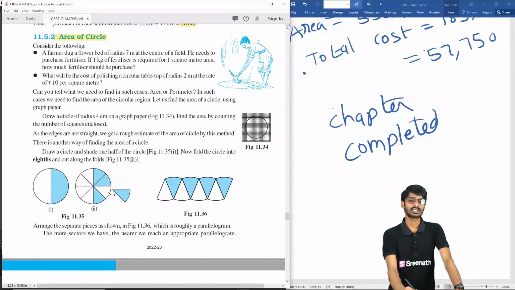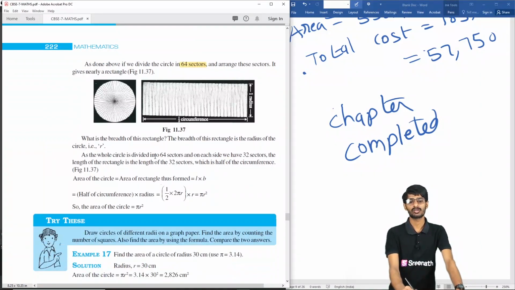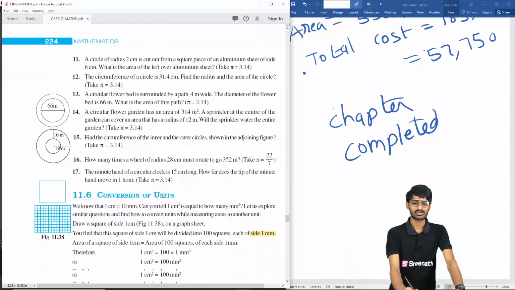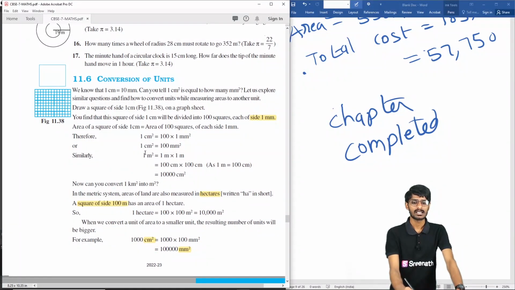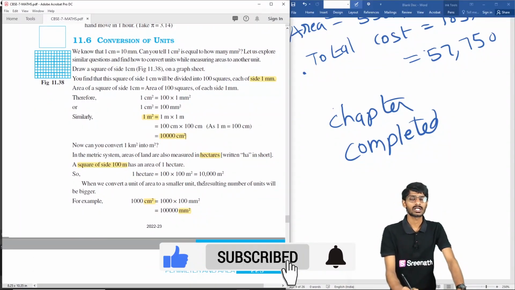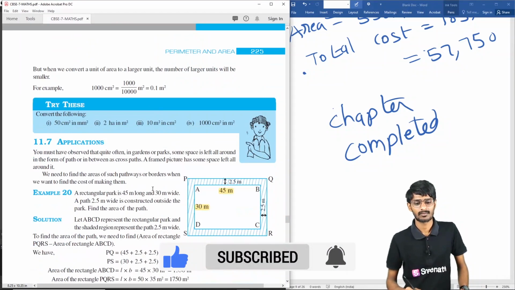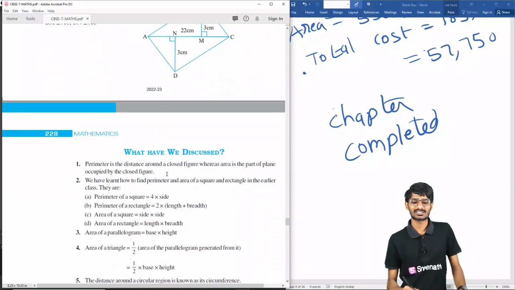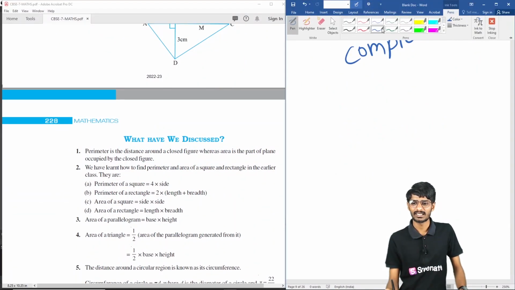Next thing is the area of a circle. The area of the circle we have found is pi r square, where r is the radius. After that we have solved some problems and conversion of units, that 1 meter square is equal to 10,000 centimeter square, and 1 hectare is equal to 10,000 meter square. And applications, we have solved some problems. That's it, students. The summary is also completed.